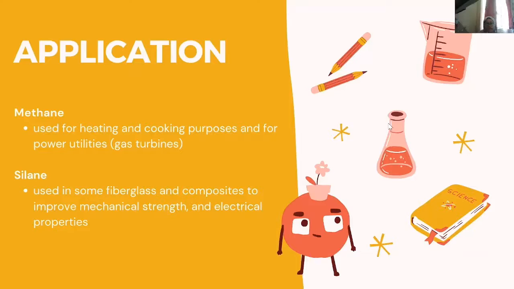Some applications of hydrides of group 14 elements: methane is used for heating and cooking, and for power utilities and gas turbines. And silane is used in some fiberglass and composites to improve mechanical strength and electrical properties.